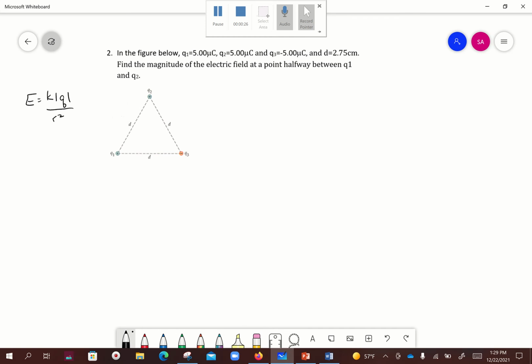So in this case, we've got Q1, which is plus 5 microcoulombs. Q2 is plus 5 microcoulombs. And Q3 is minus 5 microcoulombs. And again, we have an equilateral triangle, 2.75 centimeters on each side. And we want to find the magnitude of the electric field at a point that's halfway between Q1 and Q2, so along the line right about there.